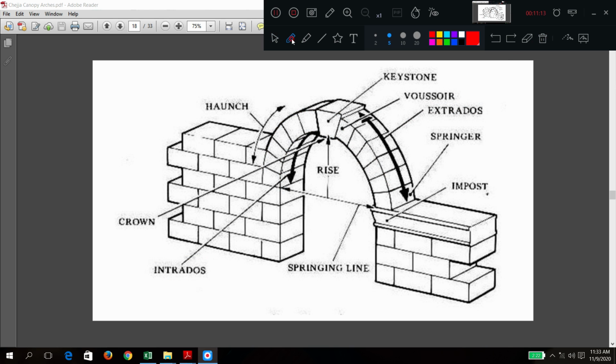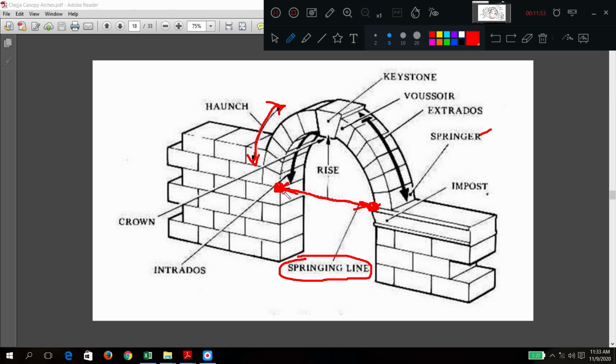Now here, can you see this one? This portion is called the haunch. Here is one point, the springing point, correct? Here is another, that is also a springing point. Springing points are where the arch starts or ends, the first or last point. The horizontal line joining these two springing points is called the springing line.